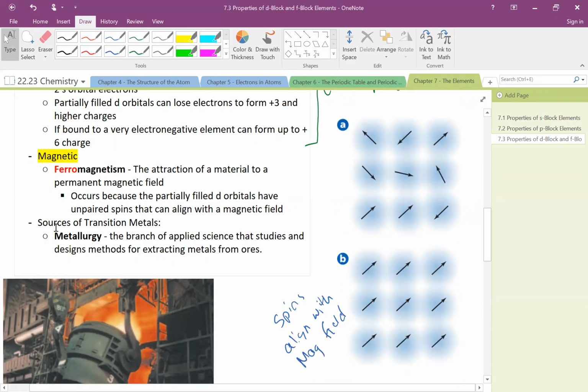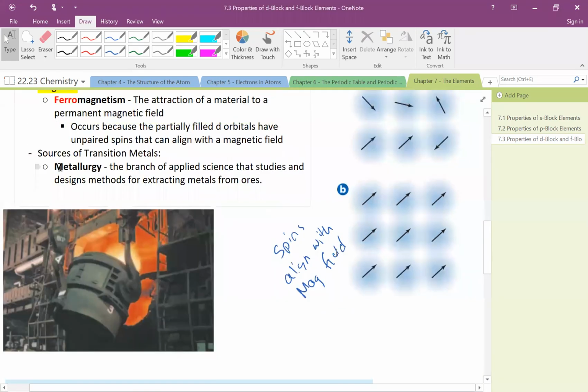Moving on from magnetism, we have our sources of transition metals. So definition for you, another vocab word here, metallurgy. This is the branch of science that studies and designs methods for getting metals out of ores. And we already talked about what an ore is. So you have this ladder here, and this bucket is massive. If you've ever seen the Star Wars prequels, I think it's Attack of the Clones, that big factory, that was a metallurgy factory, right? So they have to extract the metal from the ore, and then they use it to build robots.